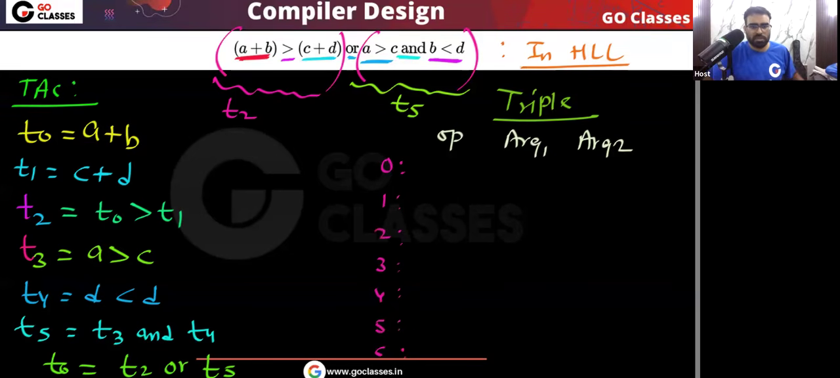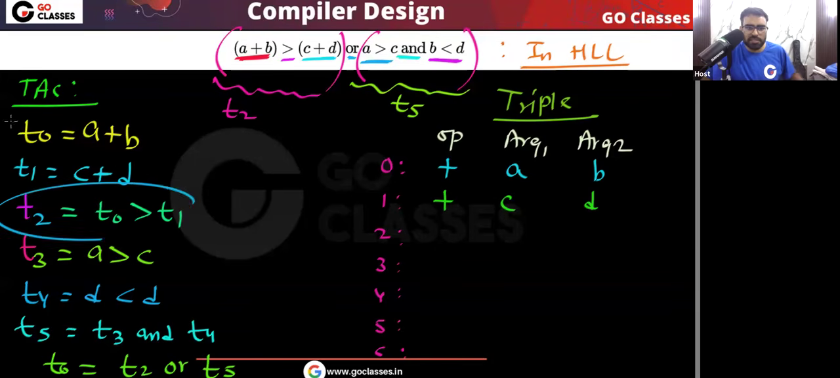Okay, so these are the positions. Now tell me, in the triple representation, how this instruction will be represented? So the operator is plus and the arguments are a comma b. Very easy. What about this instruction? The operator is plus and the arguments are c comma d. Very easy. Very good. Now let's see this one.